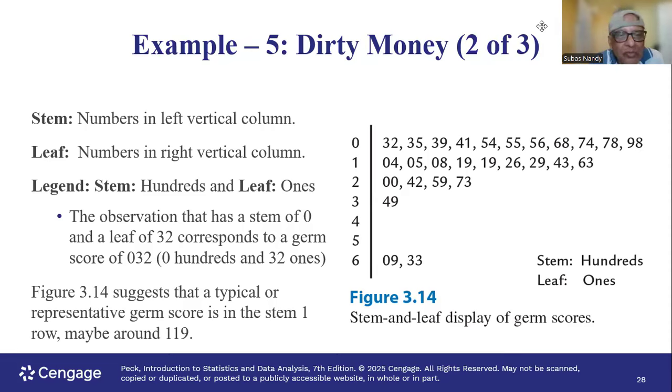Okay. So numbers to the right of the vertical column are the leaves. The stems are in the hundreds place, as I said. Stems of the numbers on the left of the vertical line are in the hundreds place.